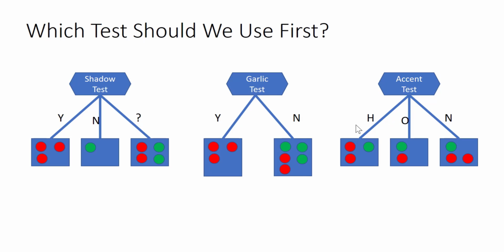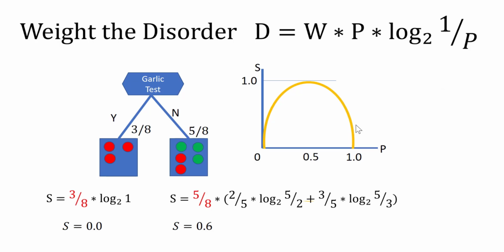So here's the test, the samples, and now there is a metric. What we're going to do is we're going to weight the amount of disorder, and the disorder we're going to have as the probability of finding either no vampire or vampire times the log of 1 over the probability. Often this is written, because log 1 over p is the same as minus log p, as the weight times minus p log p. But we'll just leave it like this for now.